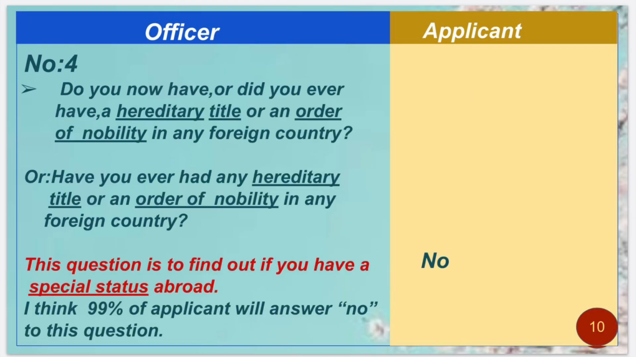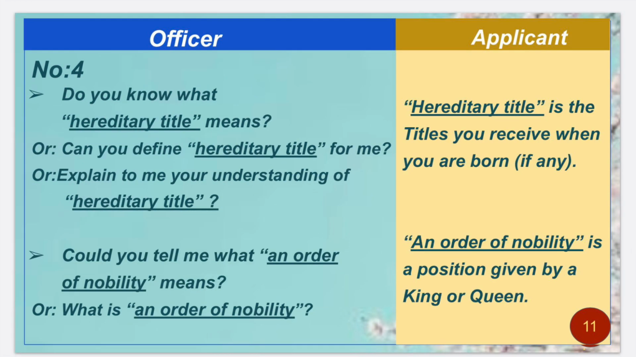Number 4. Do you have, or did you ever have, a hereditary title or an order of nobility in any foreign country? Have you ever had any hereditary title or an order of nobility in any foreign country? This question is to find out if you have a special status abroad. I think 99% of applicants will answer no to this question.